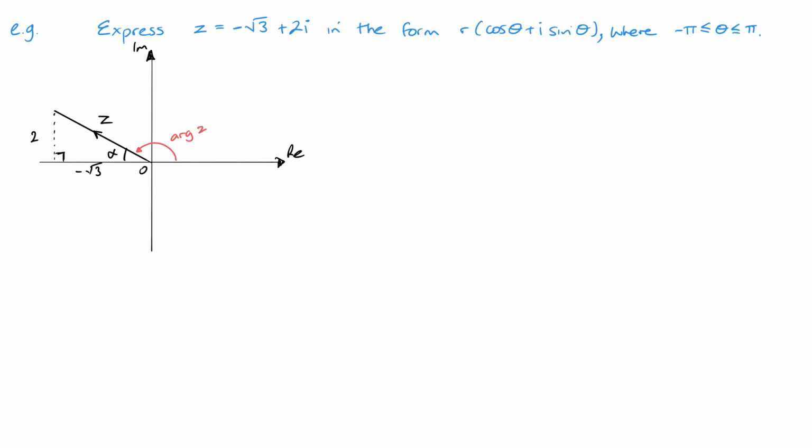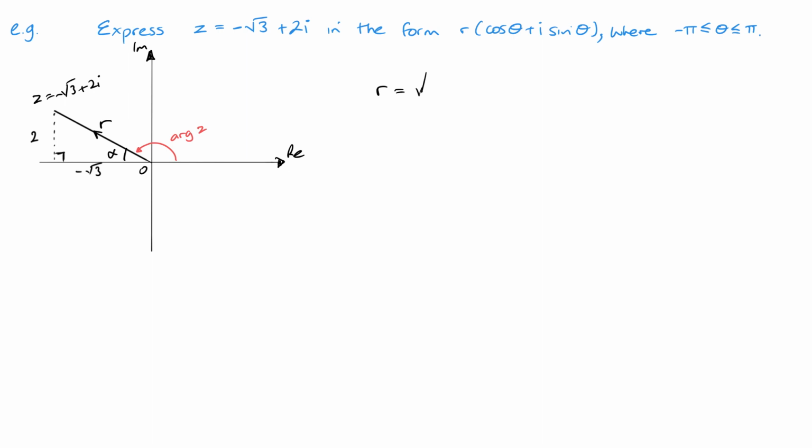Sorry, I just realised I made a little mistake. Let me get rid of that z. That's not the z, because z is our minus root 3 plus 2i. This diagonal distance here is r. So the first thing I want to do is find out the size of r. And this is just going to be, again, Pythagoras. If I think of this, it's going to be this squared plus this squared, and square rooted.